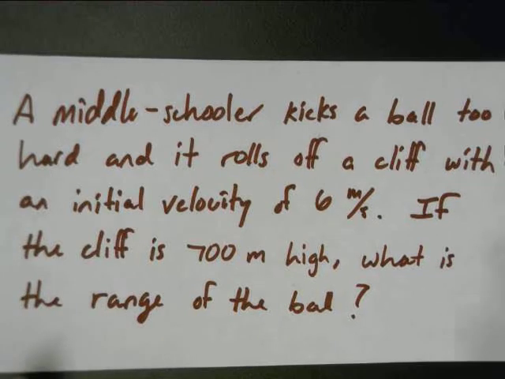A middle schooler kicks a ball too hard and it rolls off of a cliff with an initial velocity of 6 meters per second. If the cliff is 700 meters high, what is the range of the ball?